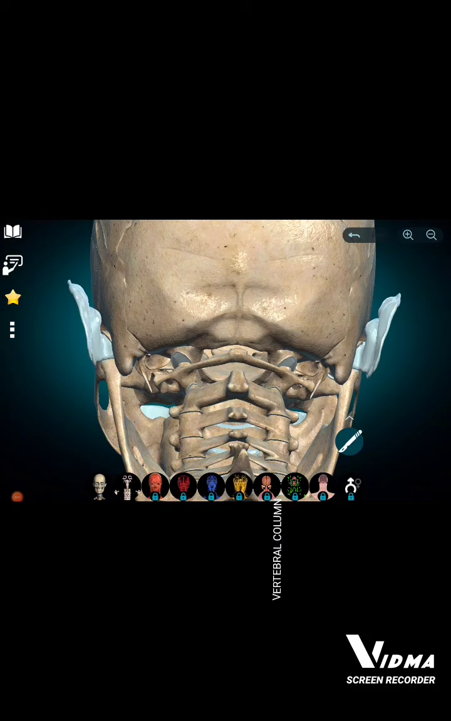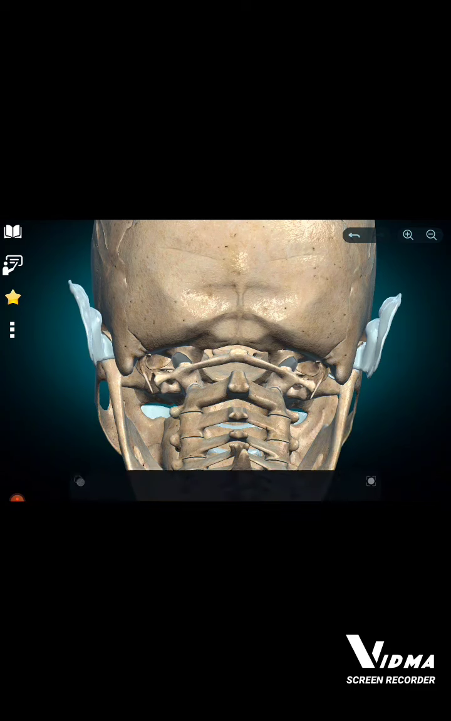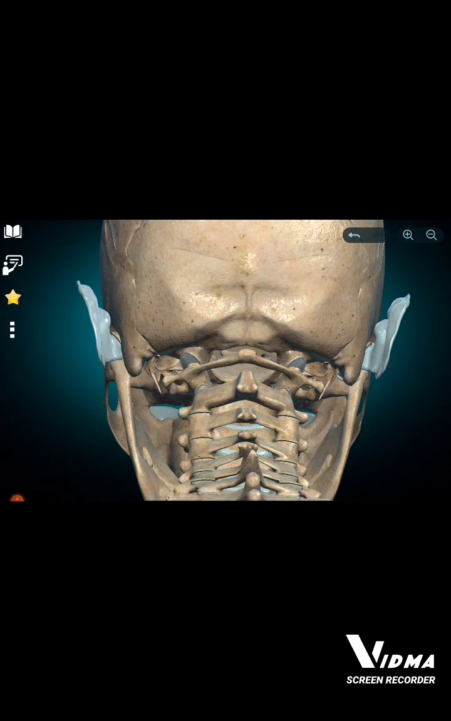Bones of the vertebral column. There are 26 serially arranged vertebrae present in the human vertebral column. In that, the first vertebra is called atlas. Atlas is the first vertebra.